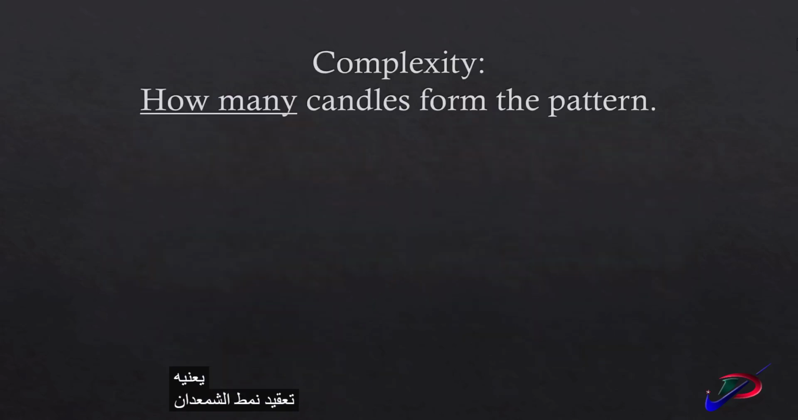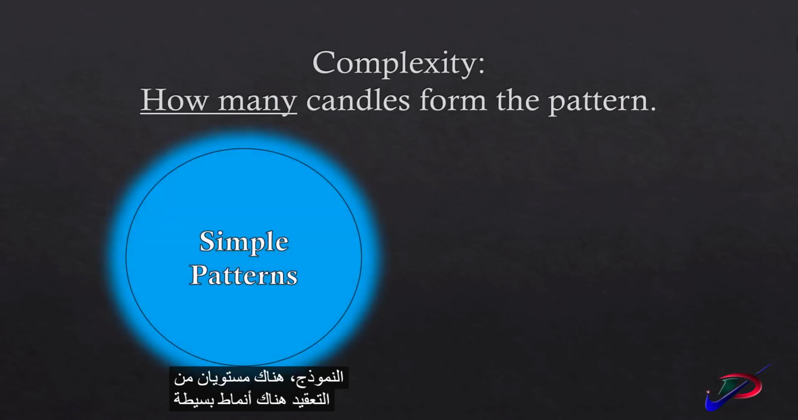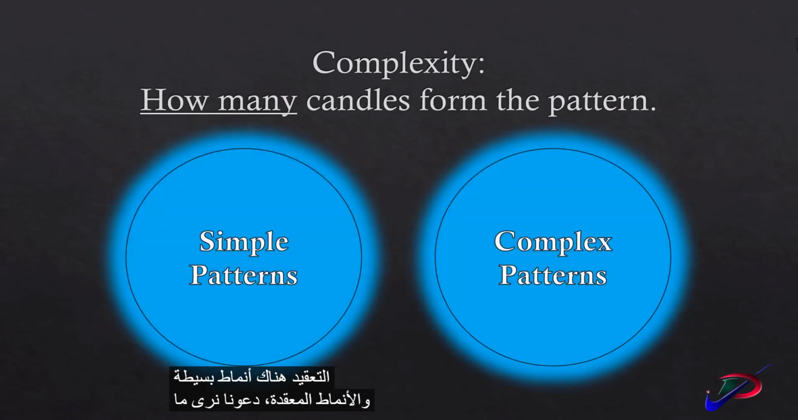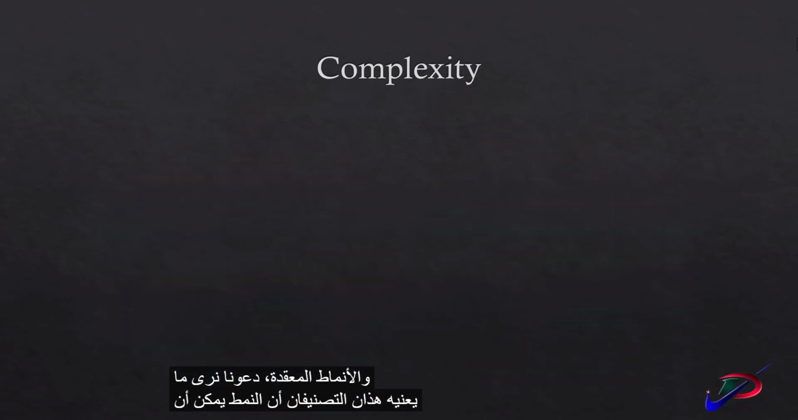The complexity of a candlestick pattern refers to how many candlesticks compose the pattern. There are two levels of complexity. There are simple patterns and complex patterns. Let's see what these two classifications mean.